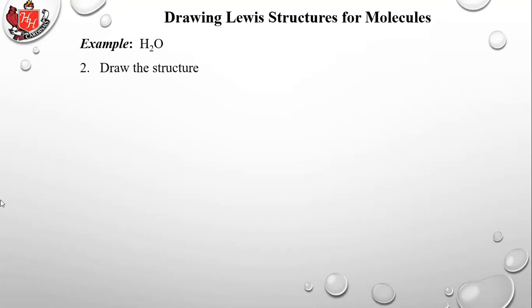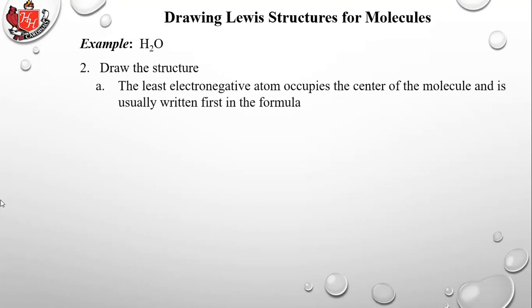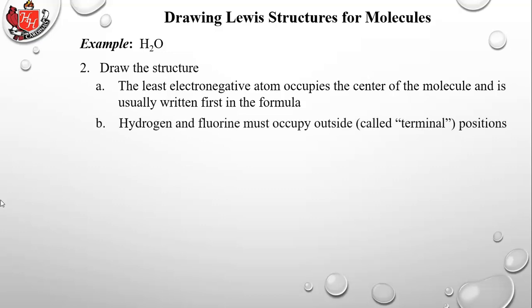So now we're going to draw the structure. The least electronegative atom occupies the center of the molecule and is usually written first. So the least electronegative is hydrogen. Hydrogen is less electronegative than oxygen. Rule B, hydrogen and fluorine must occupy outside terminal positions. So there's a conflict there. Hydrogen's the least electronegative, but Rule B says it has to occupy the outside positions. And so the way we're going to draw it is with hydrogen on the outside.